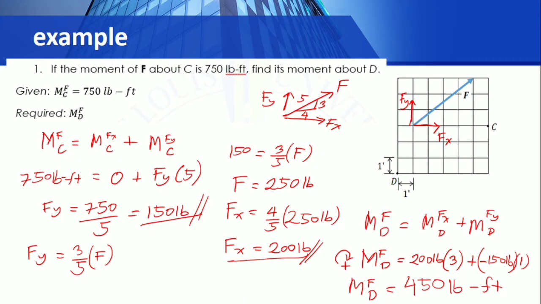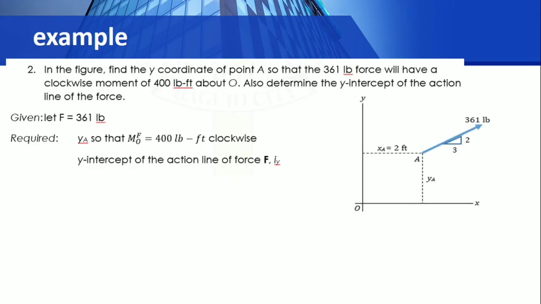So, let us proceed for the next example. So, sabi niya dito, in the figure, find the y-coordinate of a point A so that the 361 pound force will have a clockwise moment of 400 pound-feet about point O. Also, determine the y-intercept of the action line of the force. So, we have a force here, which is yung 361 pounds.